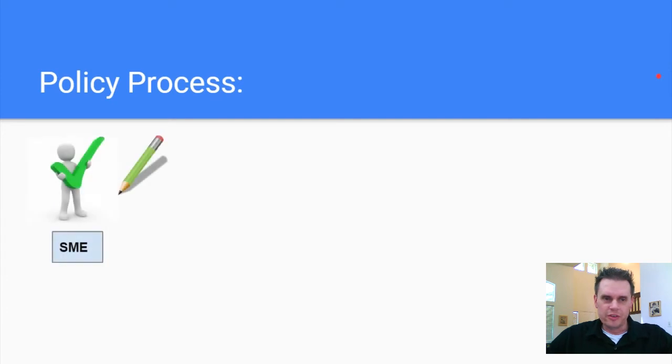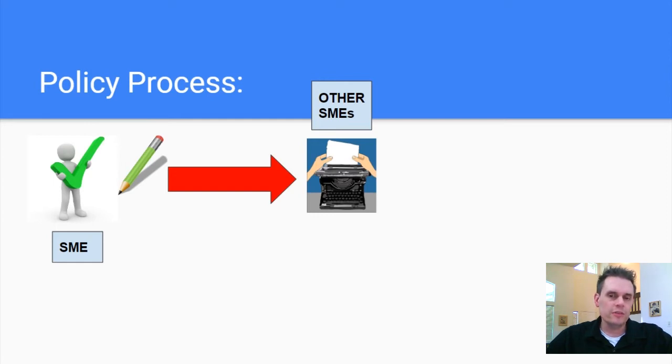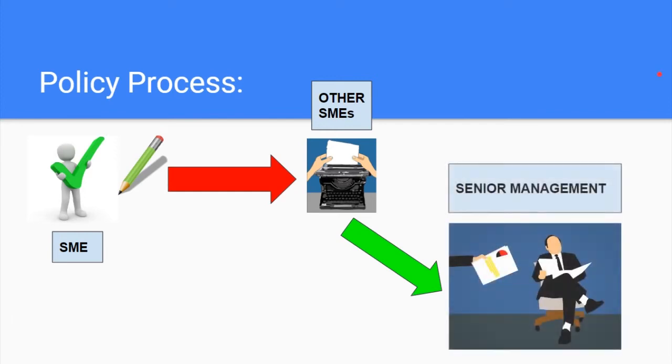CISSP gives us a policy process. The policy process is that you have a subject matter expert who writes or drafts the policy. That policy draft will go to other SMEs, business areas, and experts who then provide some edits. Then those edits will eventually get wrapped up and sent over to senior management for final approval.